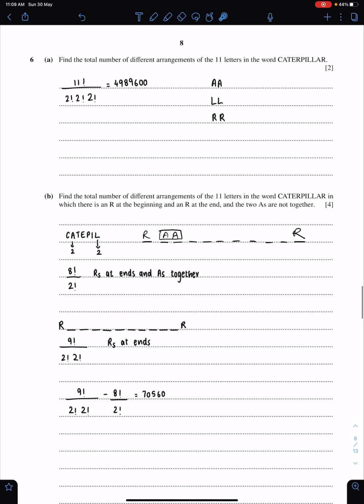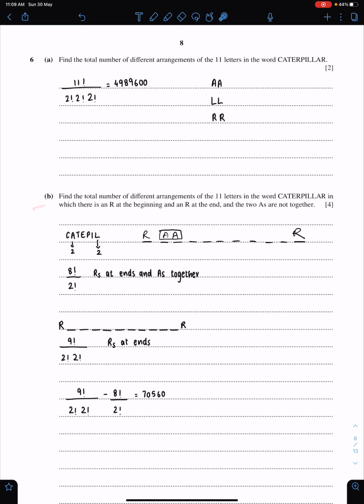Next question, number 6. Find the total number of different arrangements of the 11 letters in the word caterpillar. In this word, there are 2 A's, 2 L's, and 2 R's. When you arrange all 11 letters, you need to divide 11 factorial by the factorial of the repeated letters. These are the number of ways.